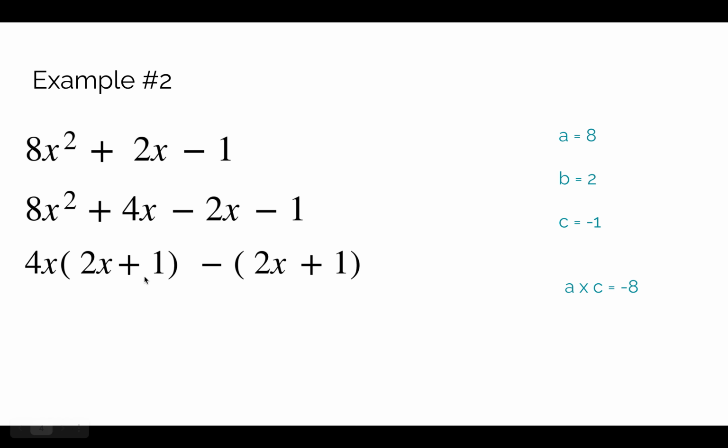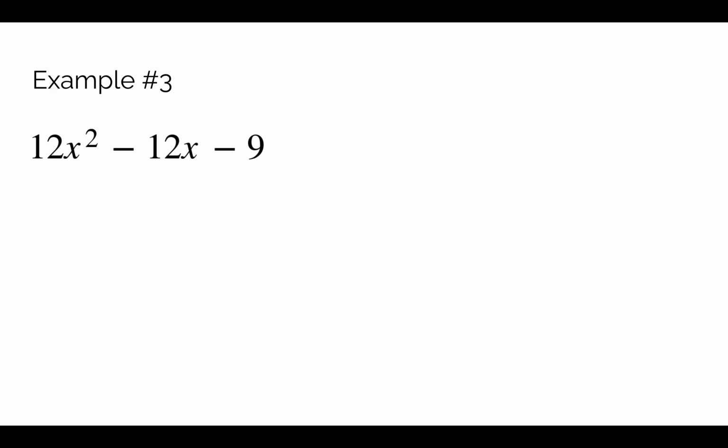And if we factor that 2x plus 1 out, from this term we have a 4x, which is here, and from this term we have a negative 1, which is here. And now you have common factored 8x squared plus 2x plus 1 into 2x plus 1 times 4x minus 1. Now let's look at a third example. In this example, we have 12x squared plus 12x minus 9.